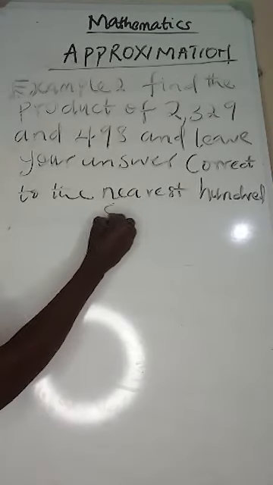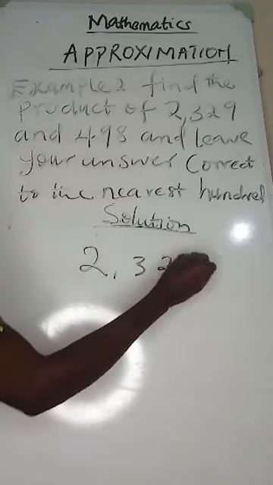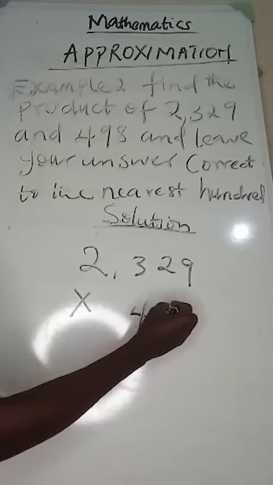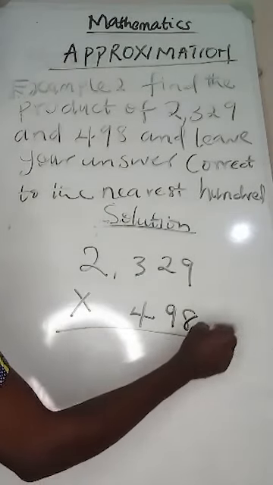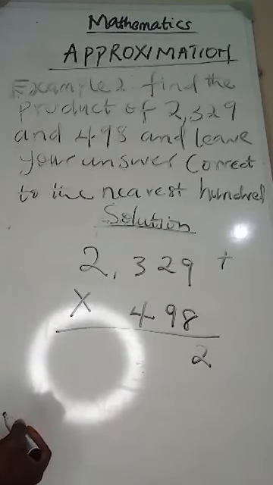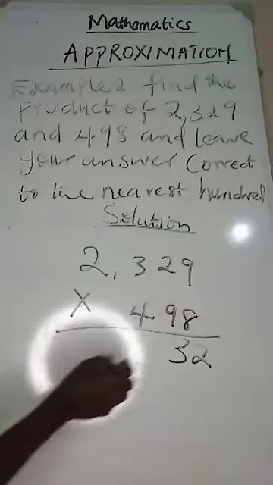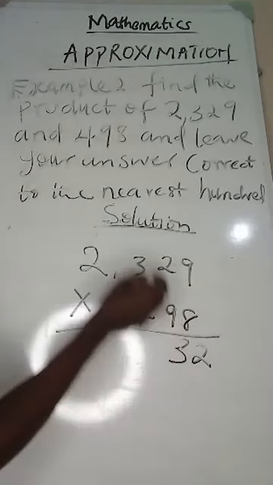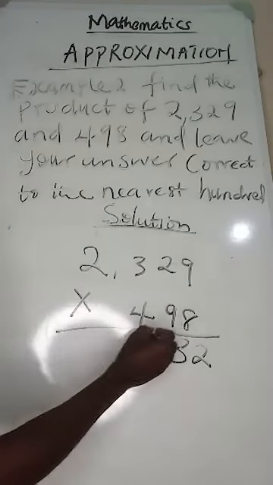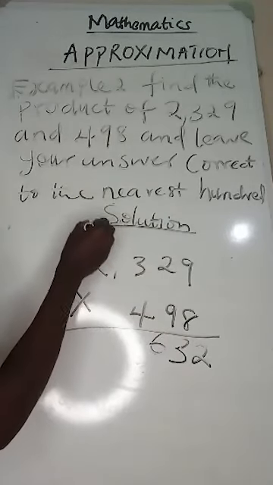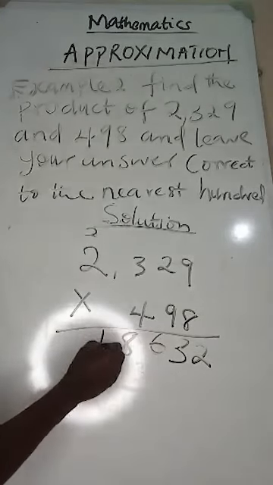Now, write a solution to the above problem. 2,329 times 498. 8 times 9 is 72. We write 2, carry 7. 8 times 2 is 16, 16 plus 7 is 23. Carry 2. 8 times 3 is 24, 24 plus 2 is 26. Carry 2 as well. 8 times 2 is 16, 16 plus 2 is 18.